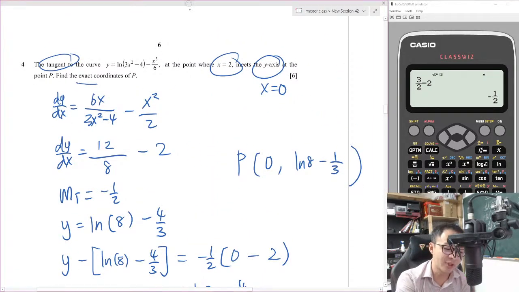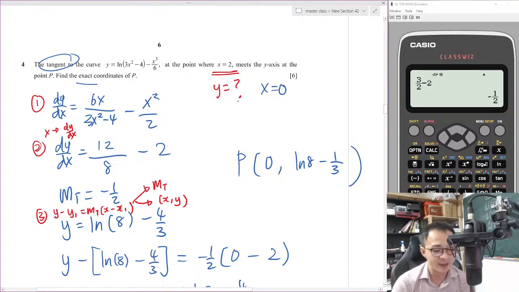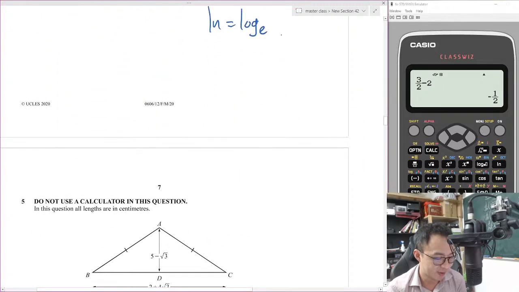Let me just repeat one more time. The first step is we always do dy/dx. The second step is we sub the x value into dy/dx because we want to find the gradient of the tangent. The third step is we form the equation y minus y1 equals gradient of tangent times x minus x1. But to use this formula, you need two pieces of information: the gradient of tangent, which is dy/dx, and the coordinates x and y. This is why I need to find the y coordinate, because this question only gives me the x coordinate. I don't know my y value, so I sub the x back into the equation to find my y value. Okay, let's move on.